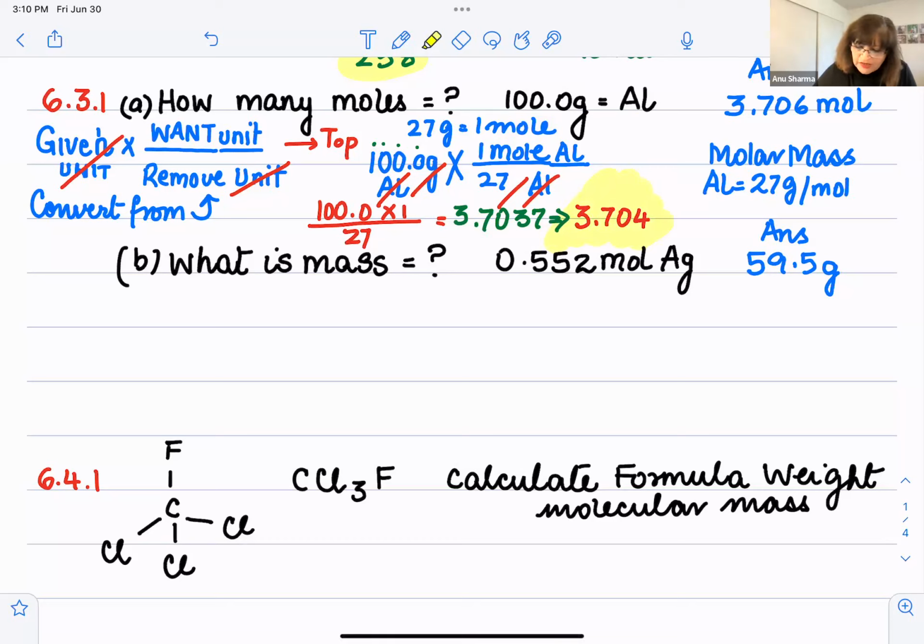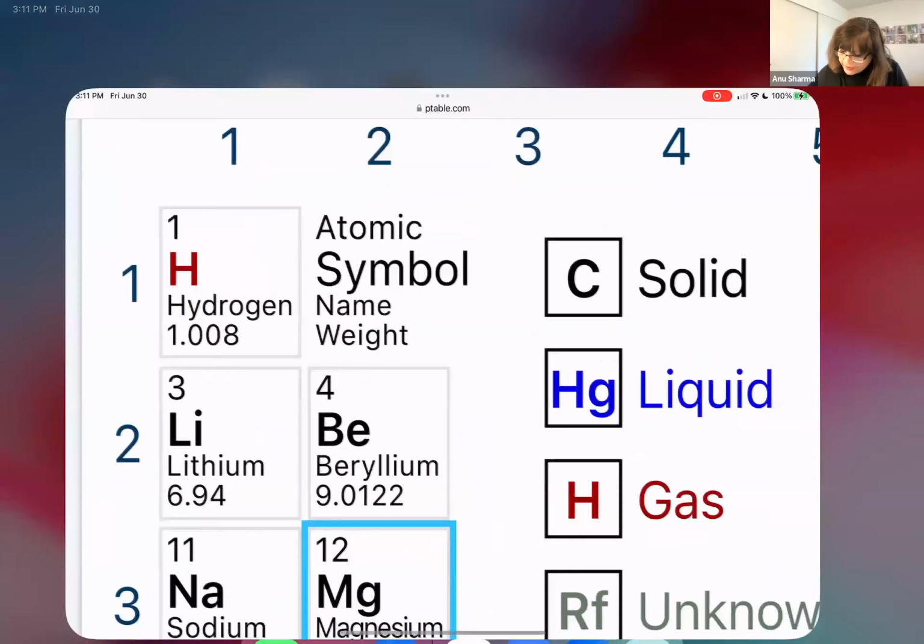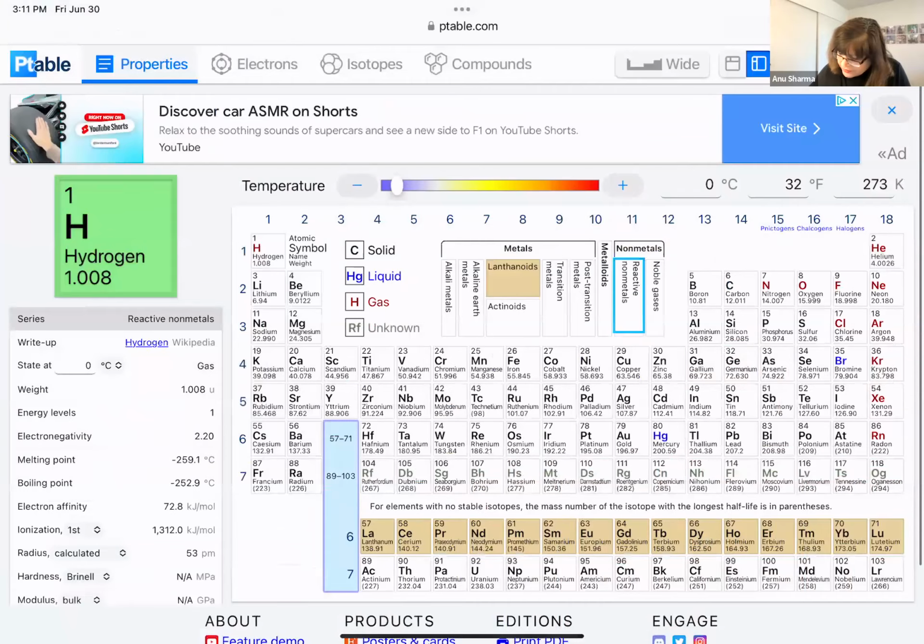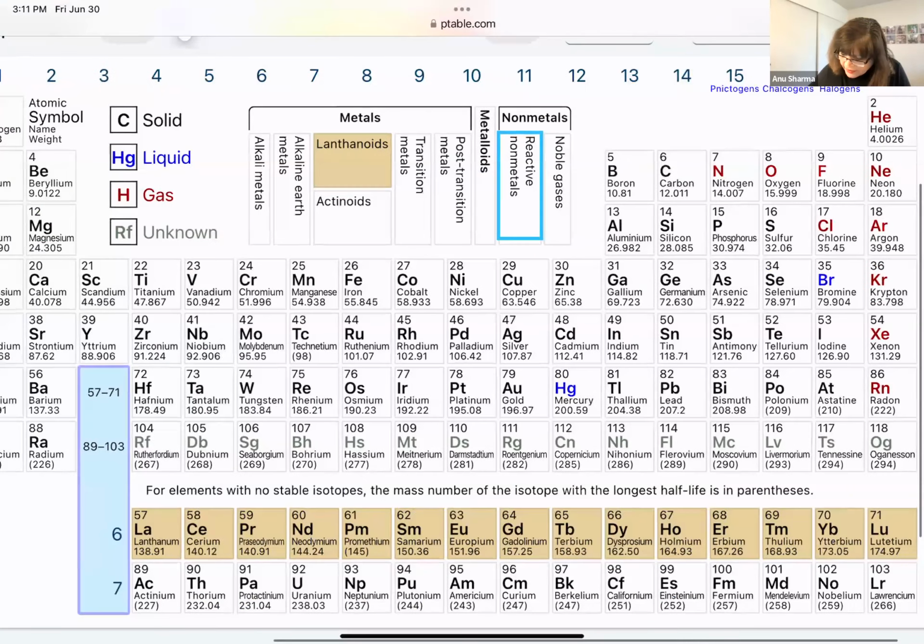Now let's look at the scenario with silver. Look at the mass for silver in the periodic table. Silver is Ag, and we see that Ag is right here. It is 107.87, but you can make it 108. So the molar mass of silver is 108 grams per mole. What is the meaning of this?